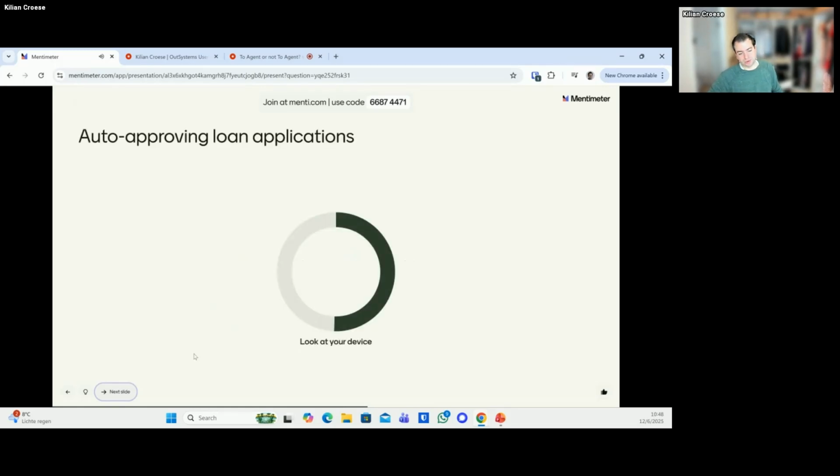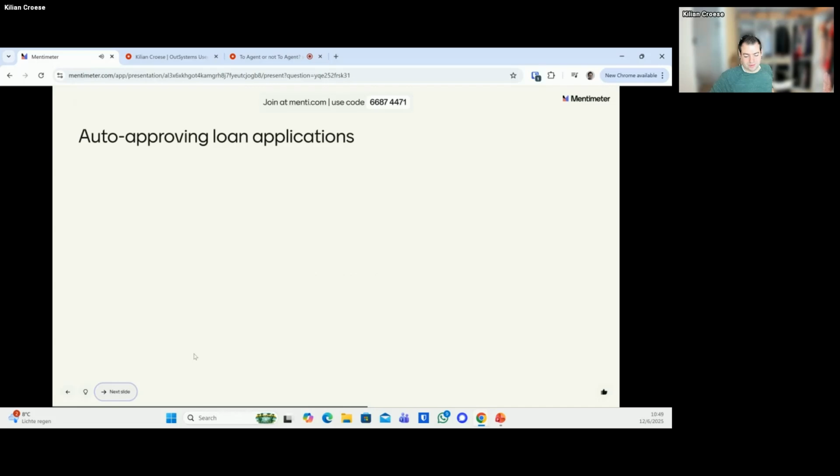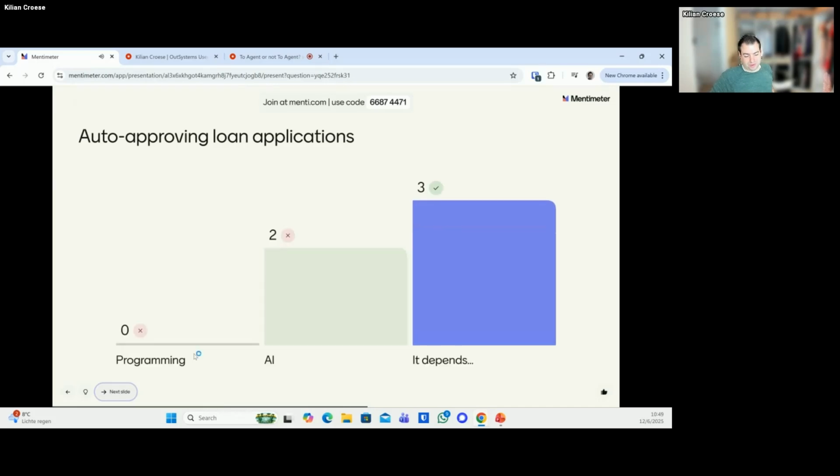Auto-approving loan applications. Would you let an AI do that? Would that be programming? Would it depend? Combinations? Yeah, cool. So here the example was it depends. Maybe for certain very specific cases, you could have it done automatically with some programming, but more complex cases would need some help of an AI, and eventually you would need a human in the loop. So here, I think a combination of both would probably be more suitable.